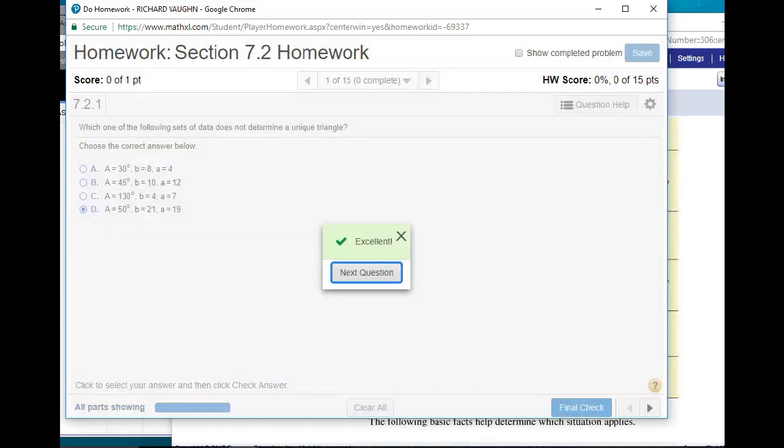So we'll select that radio button and check our answer. And yes, okay, excellent. We're on to the next question.